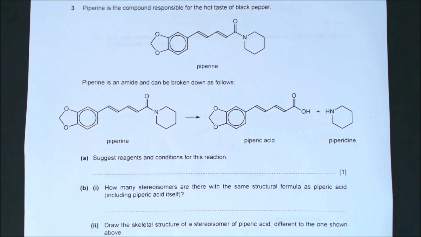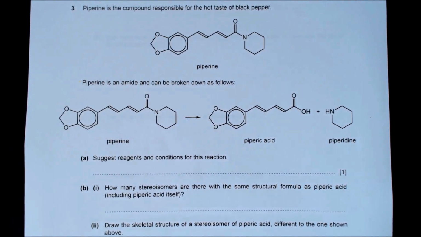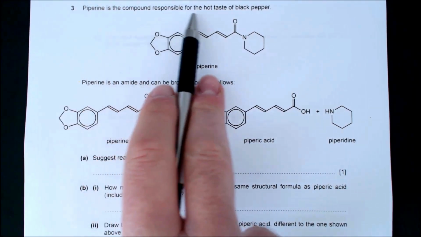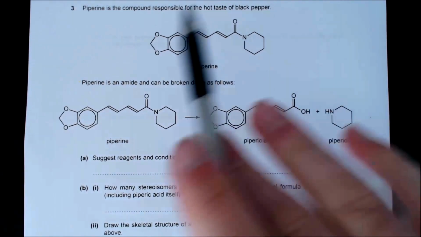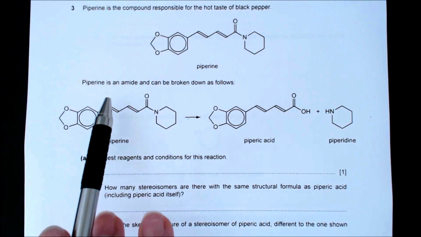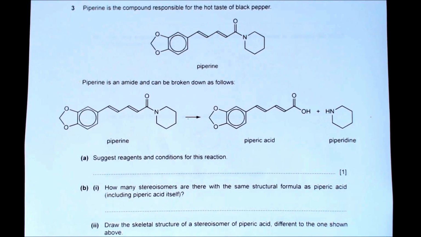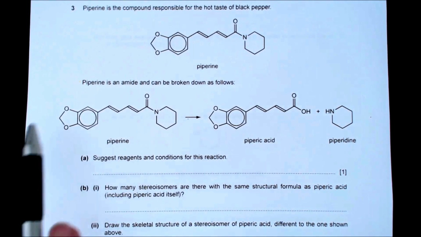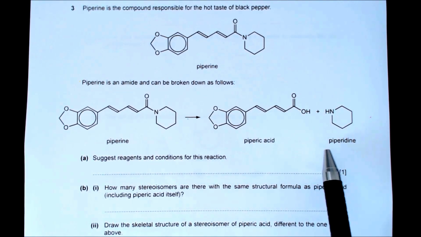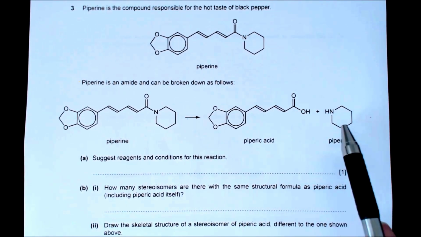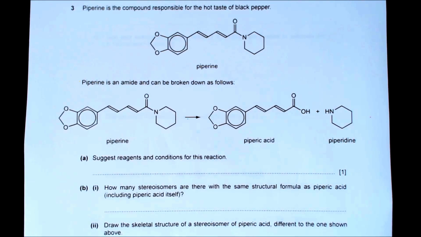Okay, so this is question 3. Question 3 is looking at piperine. Is the compound responsible for the hot taste of black pepper. So we've got the big molecule here. It says piperine is an amide and can be broken down as follows. And you can see we've got the piperine molecule here. It's broken down into piperic acid and piperidine, which is this molecule here. Now it says suggest reagents and conditions for this reaction.